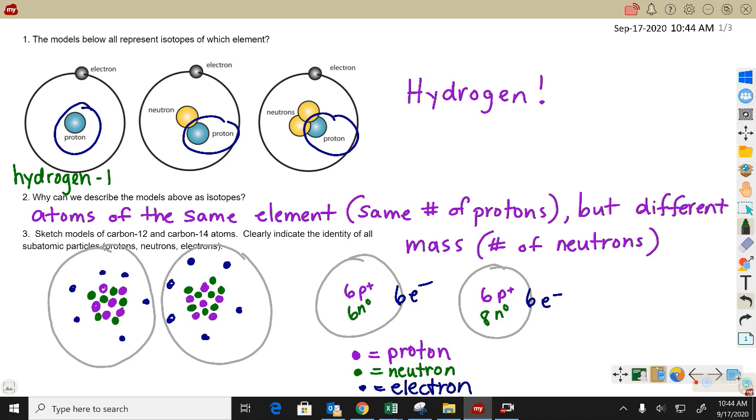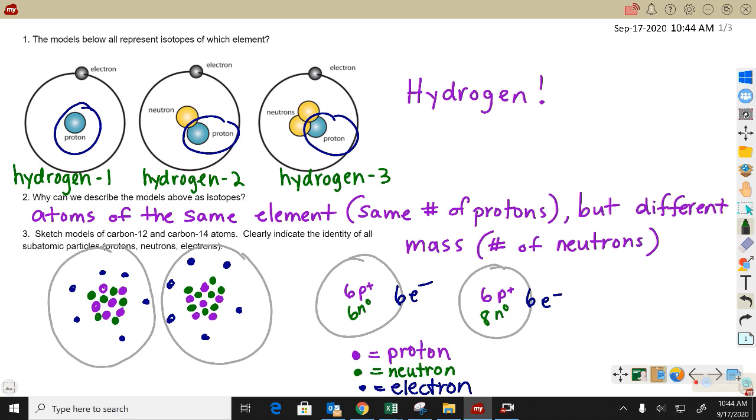The second one, you could call this hydrogen-2. The mass is 2. There's 1 proton and 1 neutron. And here we could call this hydrogen-3, a proton and 2 neutrons.